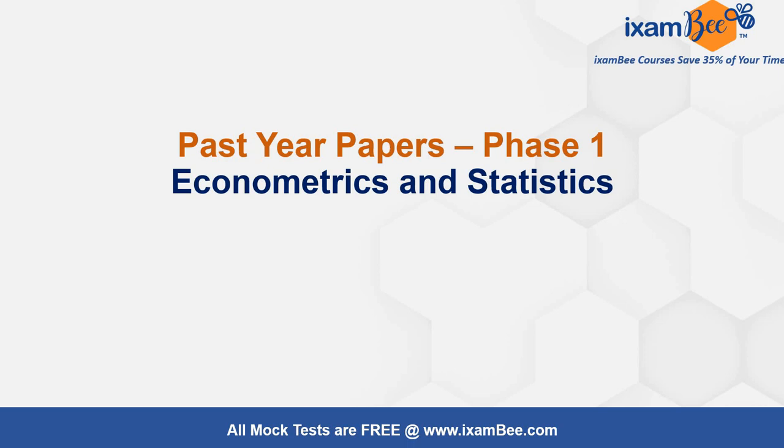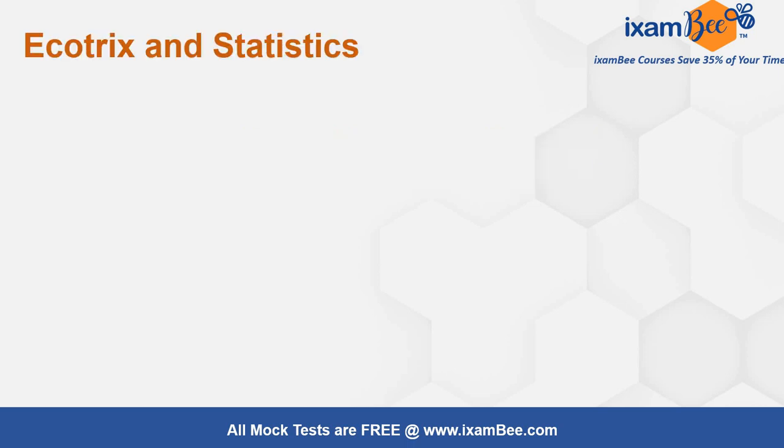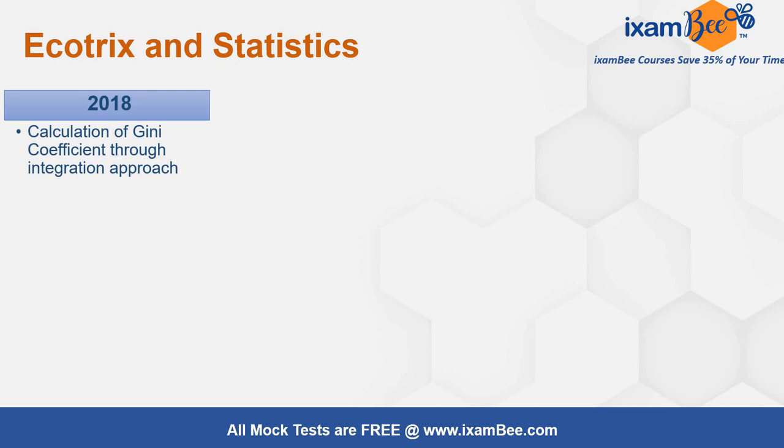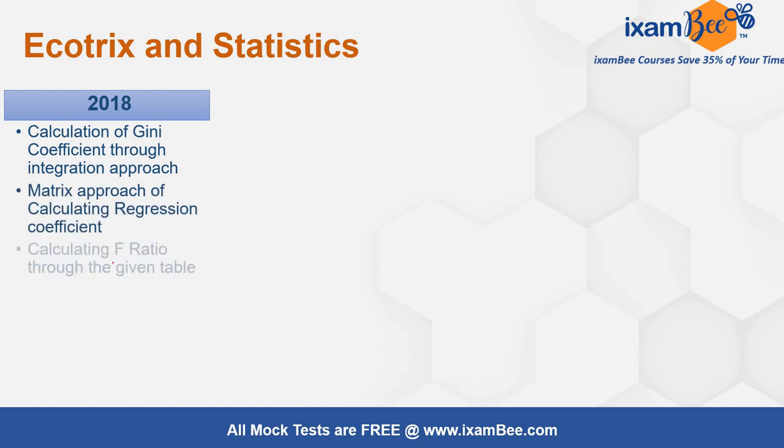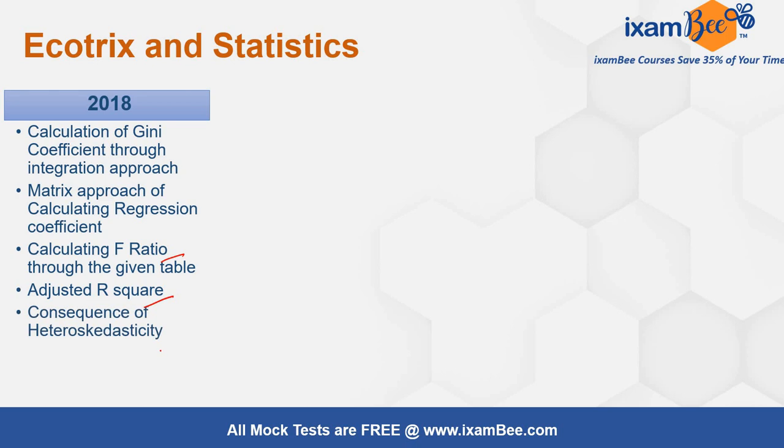Moving to the last segment, which is the econometrics and the statistics. The type of questions asked in 2018 was related to the calculation of the Gini coefficient through the integration approach. Then there was the matrix approach for calculating the regression coefficient. You had to calculate the F ratio from a given set of table and data. Adjusted R square had to be calculated. There was a conceptual question on heteroscedasticity, and then what an efficient estimator means with regard to regression coefficient. So these were some questions that were there in 2018.